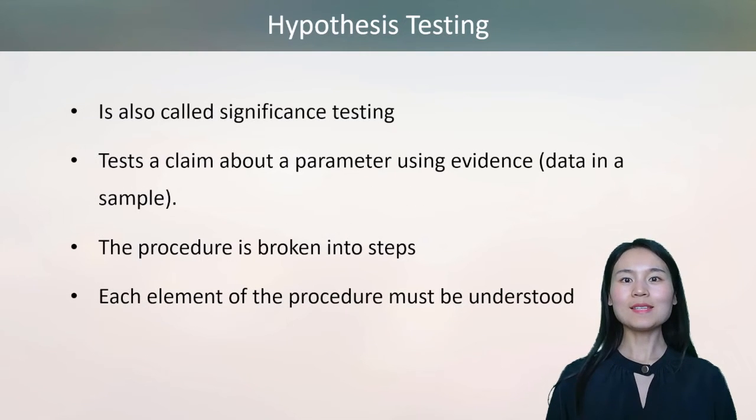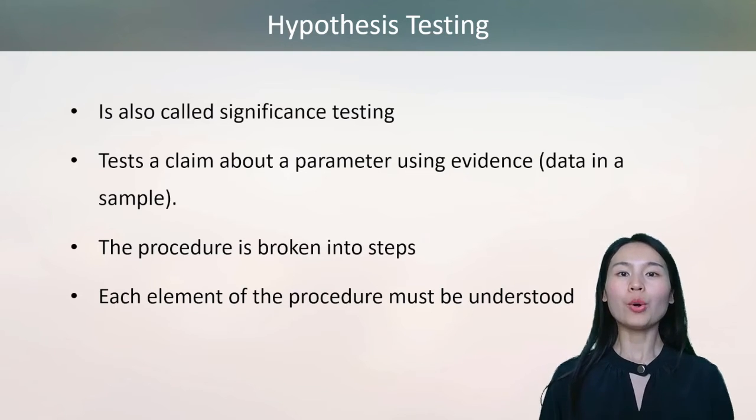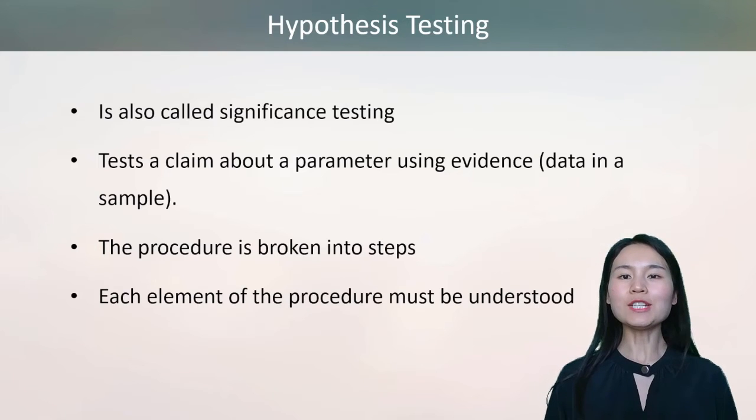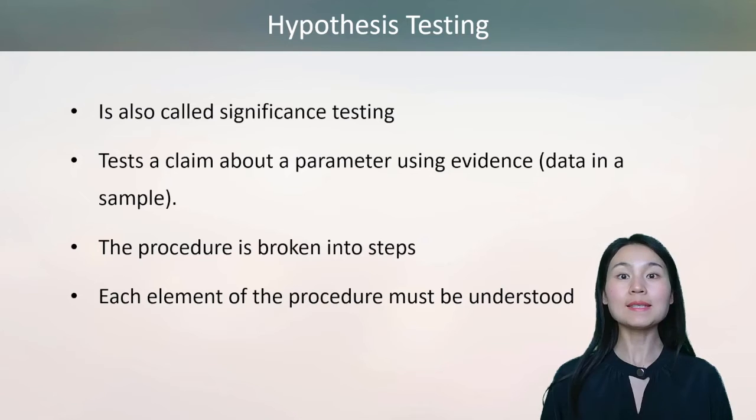Hypothesis testing is also called significance testing. It tests whether a sample statistic is representative of or significantly different from its population's parameter. The parameters include population mean, total, and proportions. The procedure of hypothesis testing follows 5 basic steps.